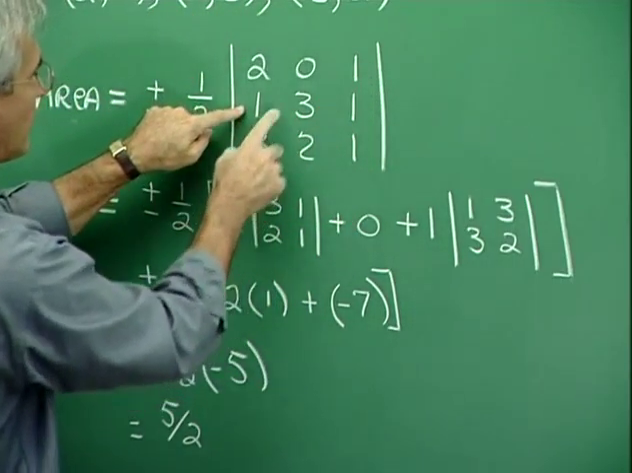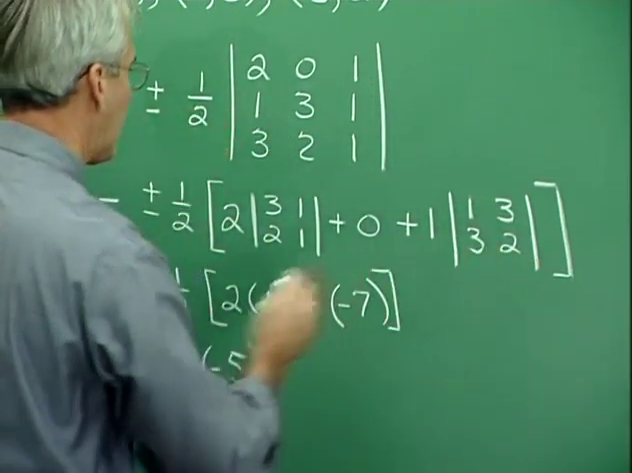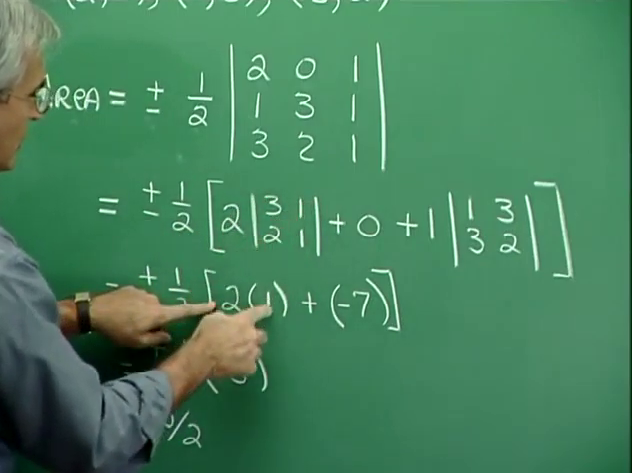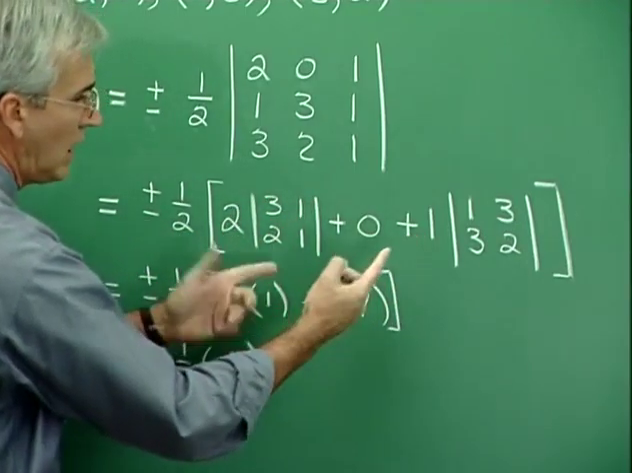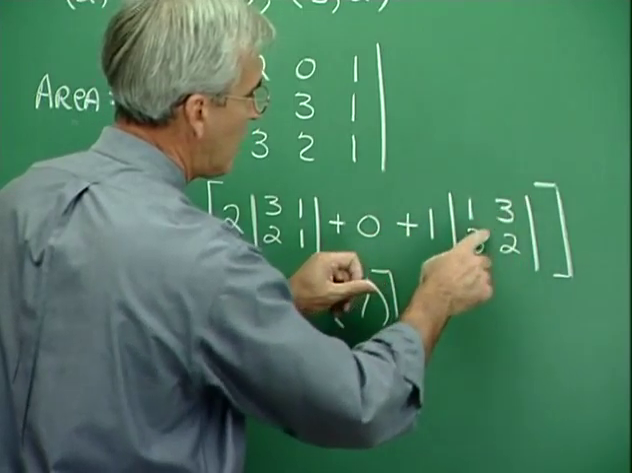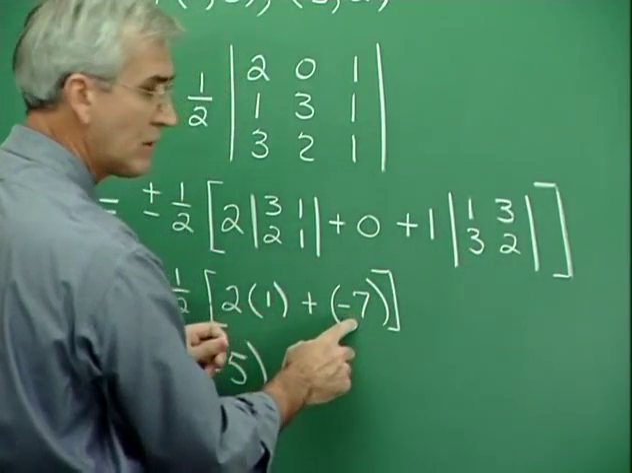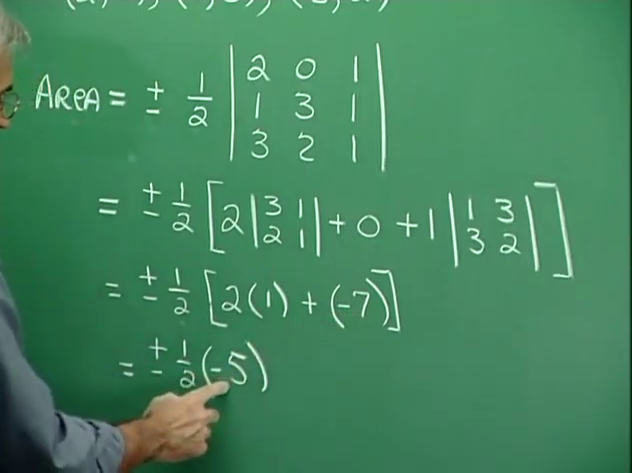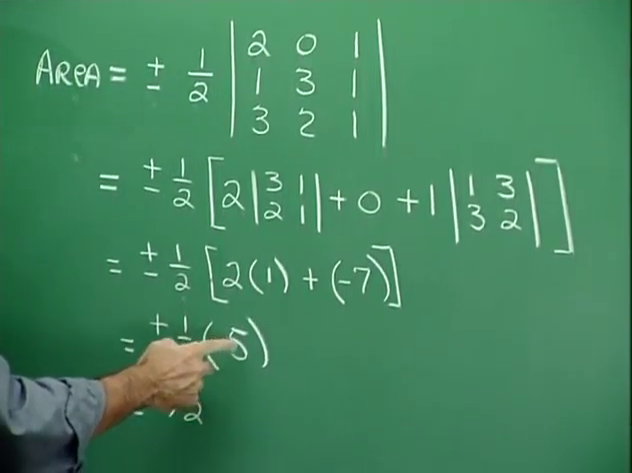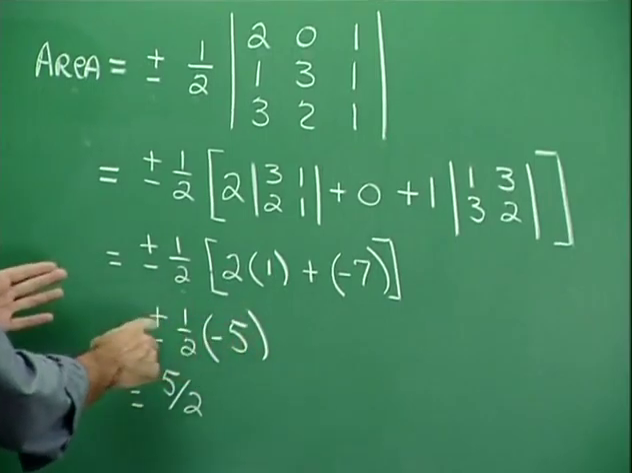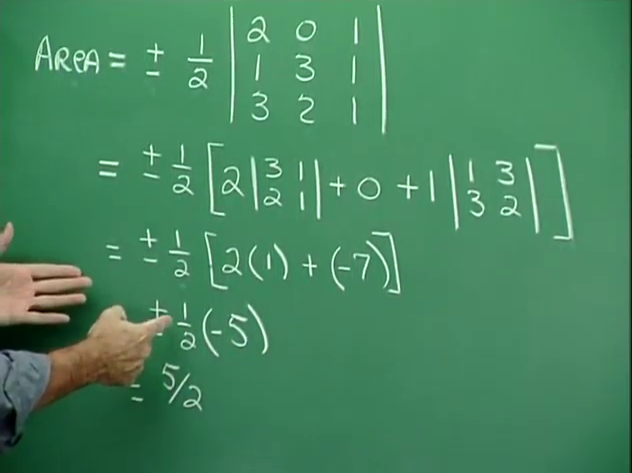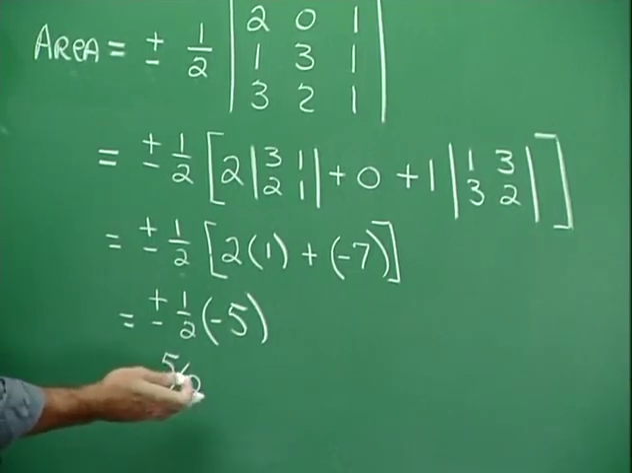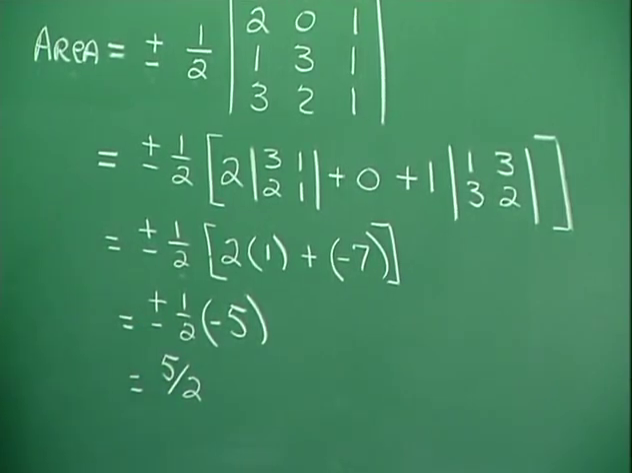Take these out and we have 1332. So that's how I got those. And now this is 2 times 3 minus 2 is 1, and over here it's 1 times 2 minus 9 is negative 7. So now we have 2 with negative 7. That's negative 5. Half of negative 5 is negative 5 over 2. So we'll apply the minus sign here in this sign pattern to give us a positive value for the area. It's 5 over 2. So that's all there is to it.